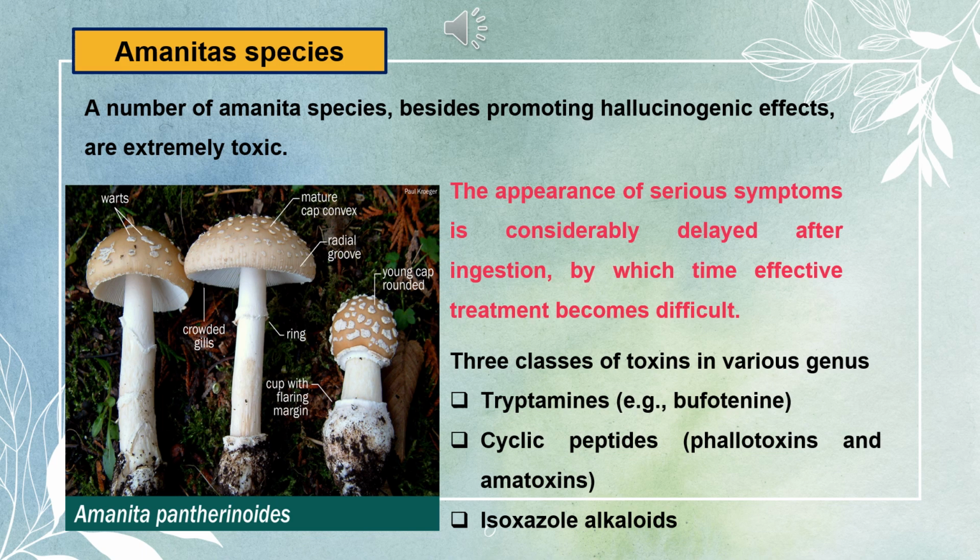Three classes of toxins can be seen in Amanita species: tryptamines, cyclic peptides, and isoxazole alkaloids. Among them, the compound causing the very serious delayed symptoms is amatoxin. This compound shows delayed symptoms, which makes treatment very difficult.